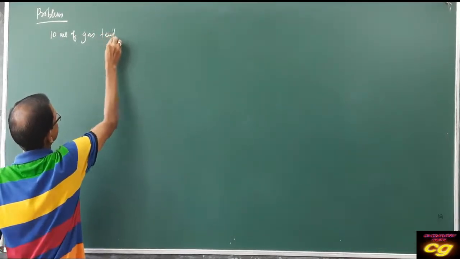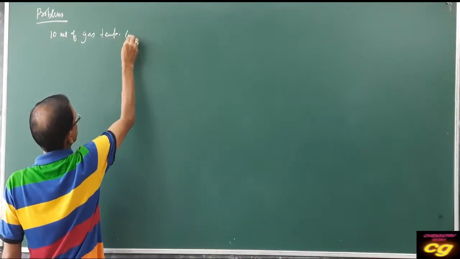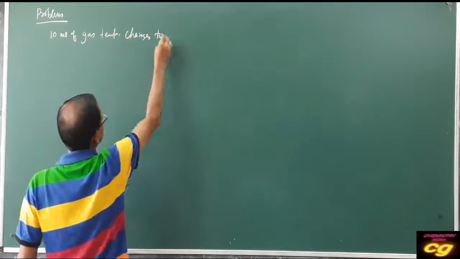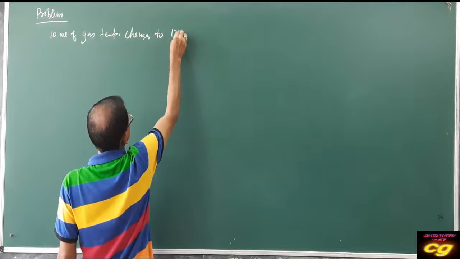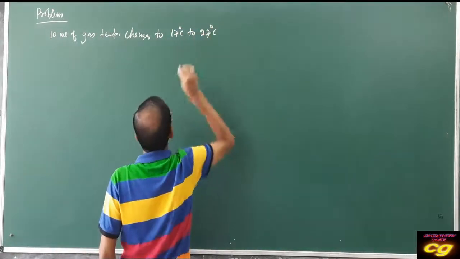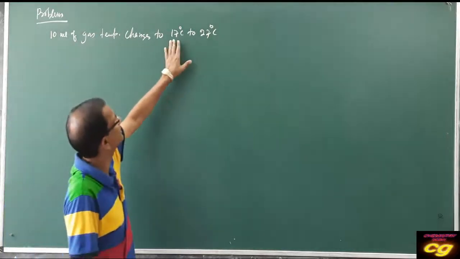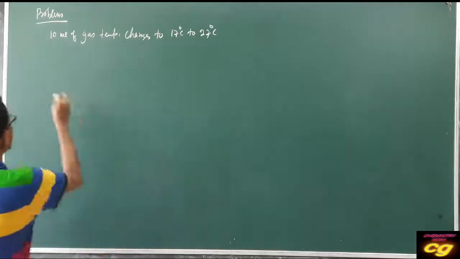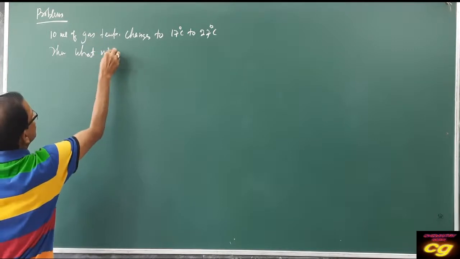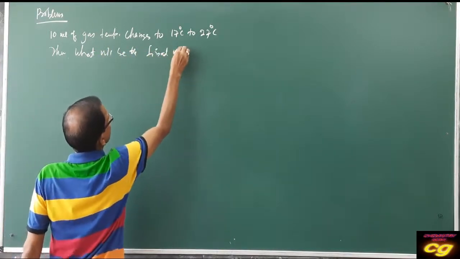Temperature changes from 17 degrees Celsius to 27 degrees Celsius. 10 ml of gas, its temperature changes from 17 to 27. Then what will be the final volume?